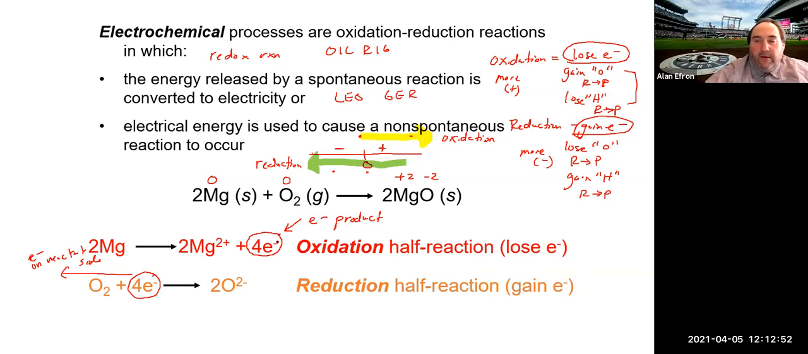Why are they really called half reactions? Well, they're called half reactions because when you add them back together, you get the overall reaction that's occurring. Electrons will cancel on opposite sides of the arrow, and you'll get back to the overall reaction that's taking place. Any questions on that?